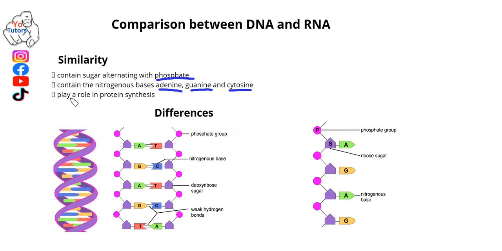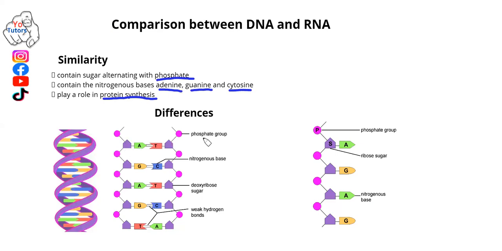They also both play a role in protein synthesis, because remember, the code for protein synthesis is actually obtained from the DNA. But the DNA cannot leave the nucleus, so it has to pass that message or that code to messenger RNA to take it to the ribosomes, which is the site for protein synthesis.